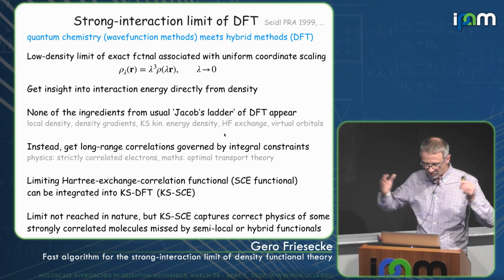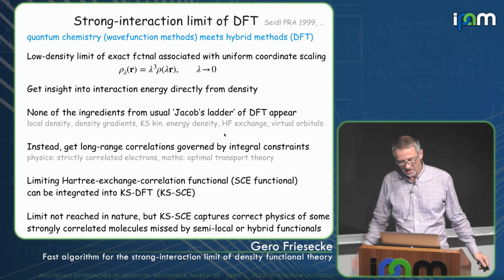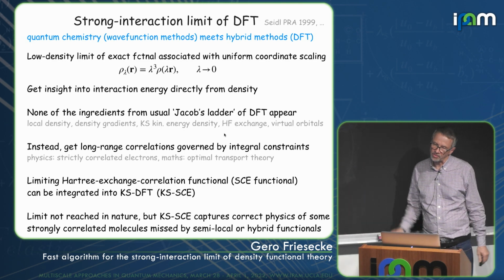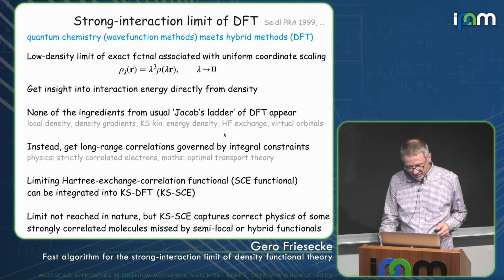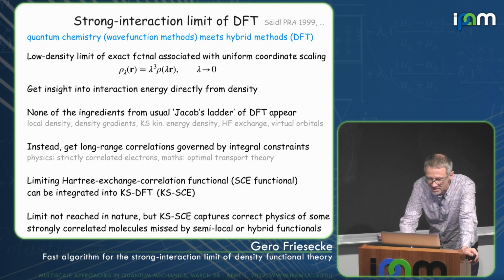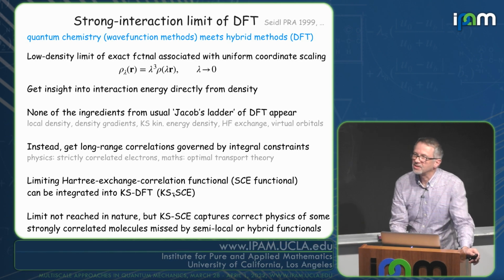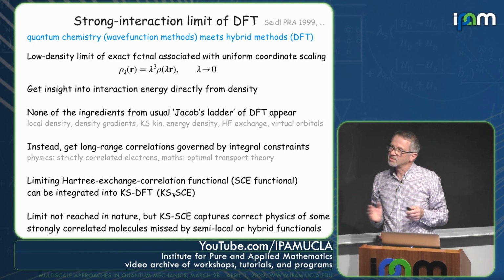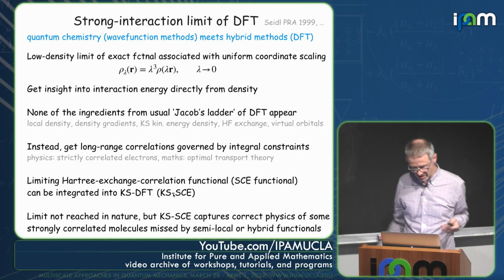It's strictly correlated electrons, strict correlations in the positions, and in maths that leads into the field of optimal transport theory. The limiting Hartree exchange correlation functional in this limit is called the SCE functional, for strictly correlated electrons. It can be integrated into Kohn-Sham DFT. So you can do something with really pretty accurate strong correlations without leaving this beautiful realm of Kohn-Sham DFT.